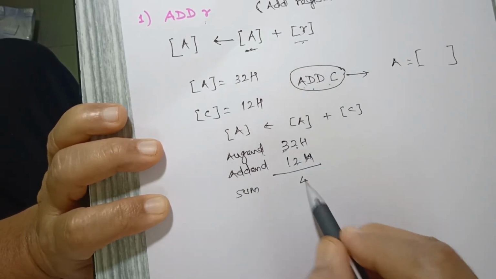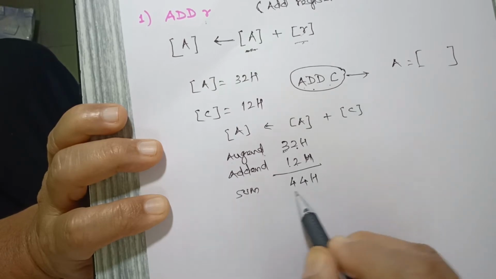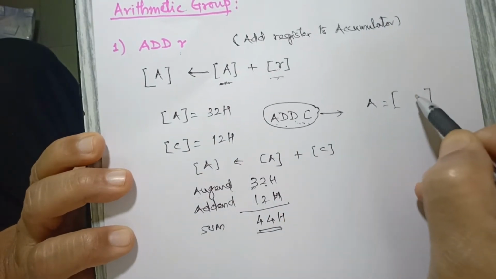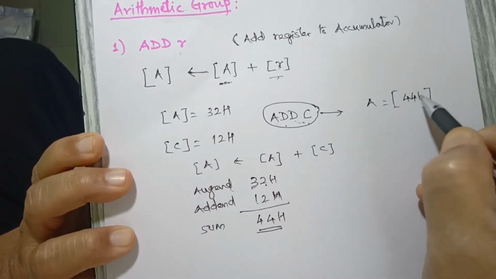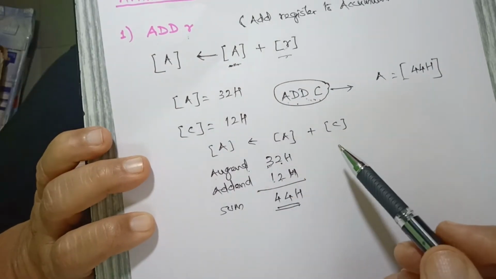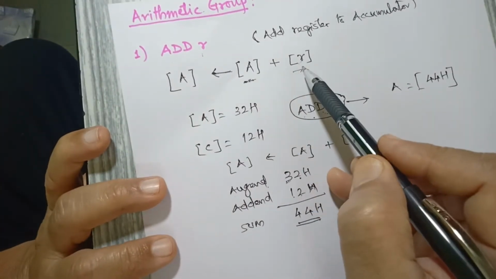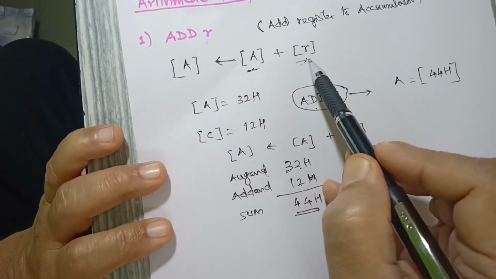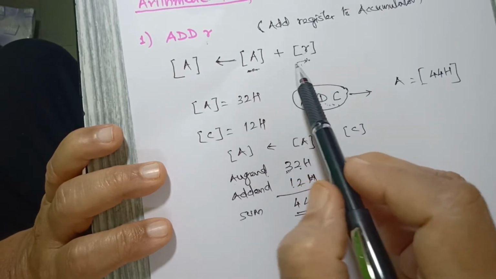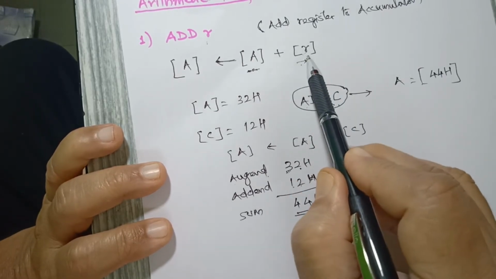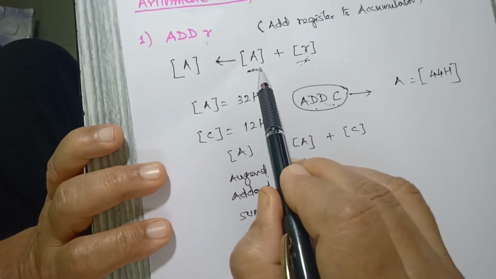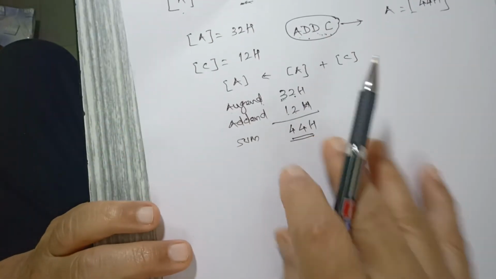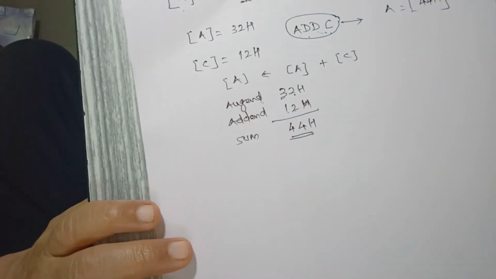So 2 plus 2 is 4, 3 plus 1 is 4 in hexadecimal. This is the result. So after execution of this instruction, the accumulator will hold 44 hex. This is how this instruction can be used, and any register can be used. So you can use this instruction for adding the content of any CPU register. You can even say ADD A. In that case, the accumulator will be added to the accumulator itself and the result will be placed into the accumulator. So with this instruction you can add the content of any register to the accumulator.